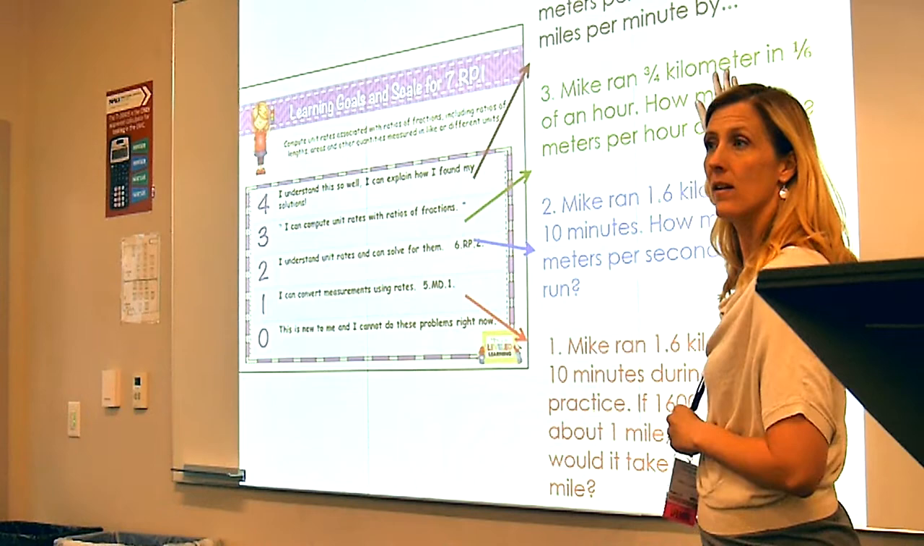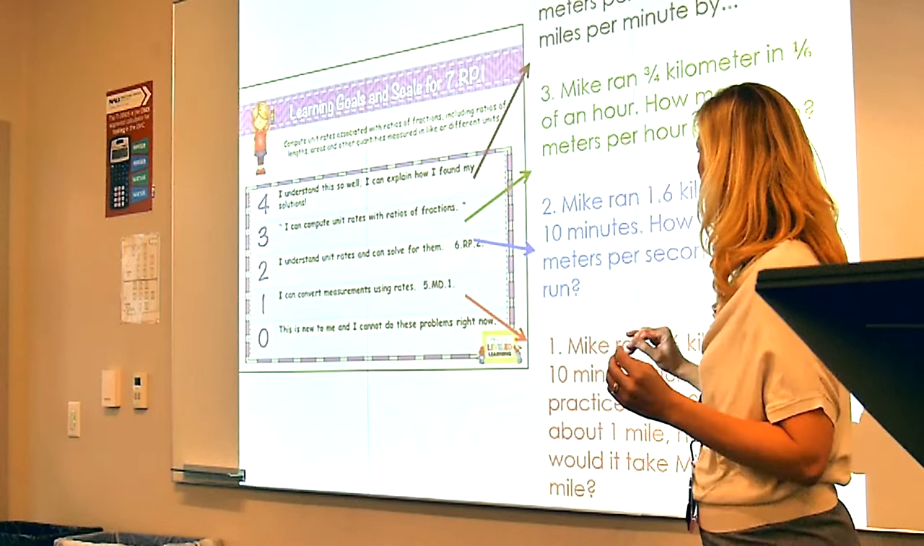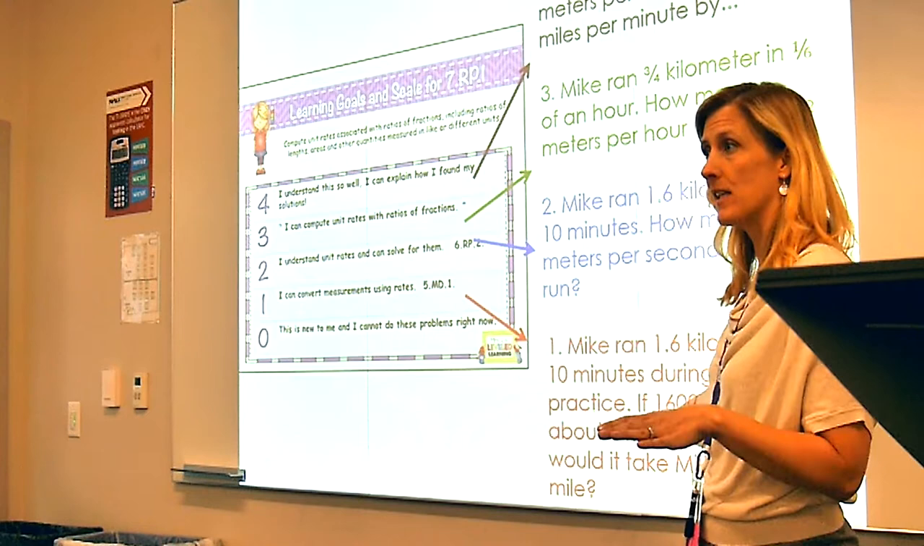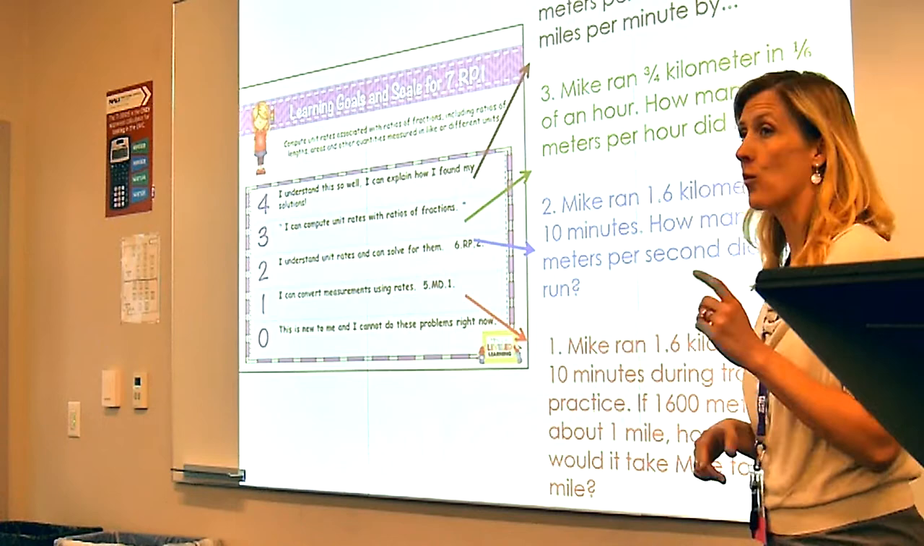How many meters per second did he run? Well, you'd have to figure he has 1,600 meters divided by, what do we say, 600? Yeah, 600 seconds. That's about 2 times and 2/3 of a time, 400 left over 600. So about 2.7. You can make it a decimal, you can make it a fraction. 2 2/3. 2 2/3 meters for 1 second.